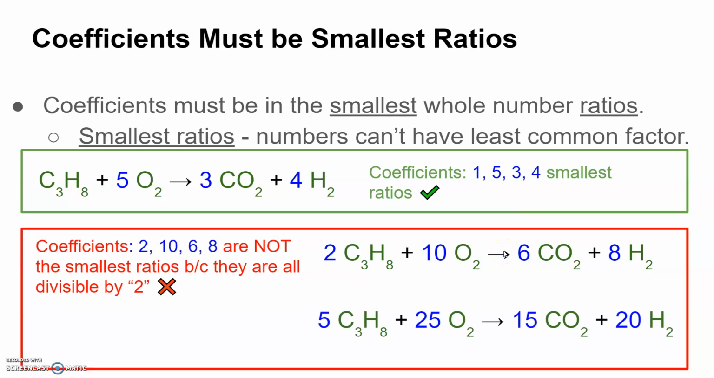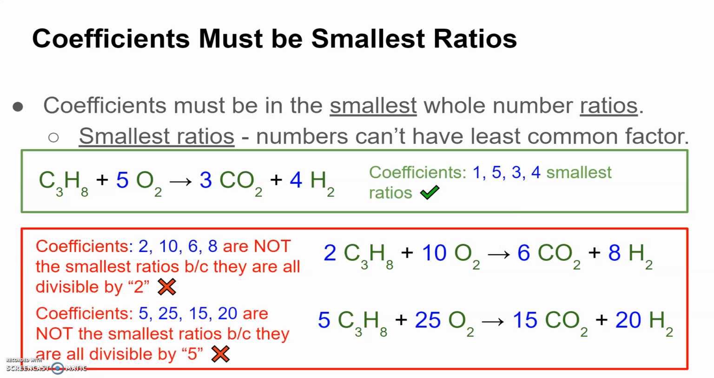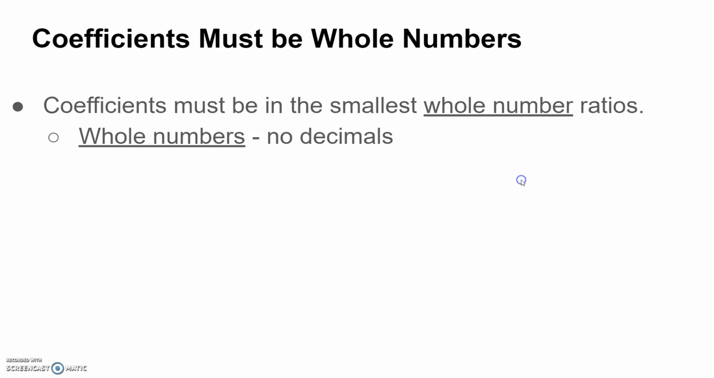And then second example, you see the same thing here. In this case, all of these coefficients, 5, 25, 15, and 20, are all divisible by 5, meaning you can simplify this or reduce it further to get to 1, 5, 3, and 4. So the first rule here is that the coefficients must be the smallest ratios. If you can simplify all the coefficients by dividing them all by the same number, then you're going to have to do that and make them the smallest ratios possible.